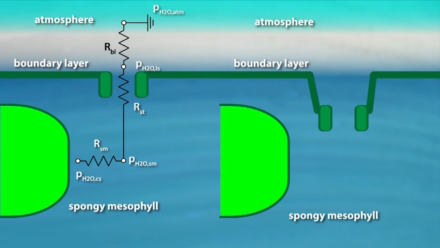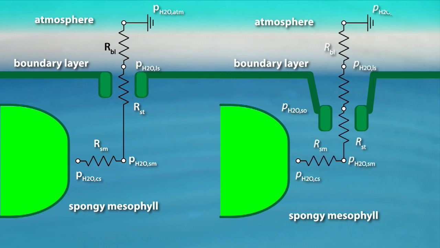This adds a fourth resistance to the series, the resistance between the stomatal opening and the leaf surface, or R sub pit. These pits usually trap still air, and this makes the resistance to water vapor diffusion across them large. This adds to the already large stomatal resistance, with the consequence that water loss rates through evaporation are reduced.